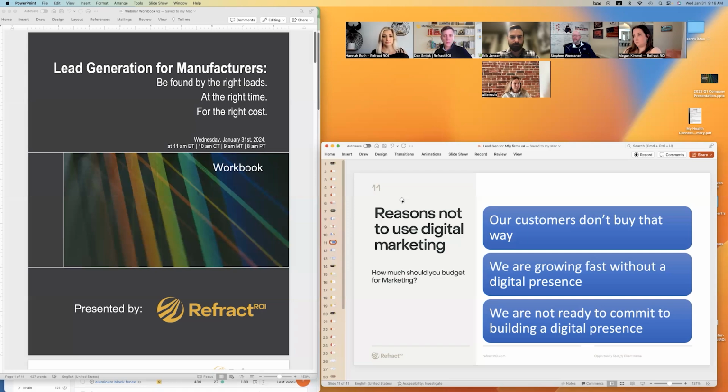And then the last is we're not ready to commit to building a digital presence. And this is very material. You have to be ready to, I mean, I look at marketing and I think of it as an investment. And I think of it that it should have a return on investment for the investment that you make.